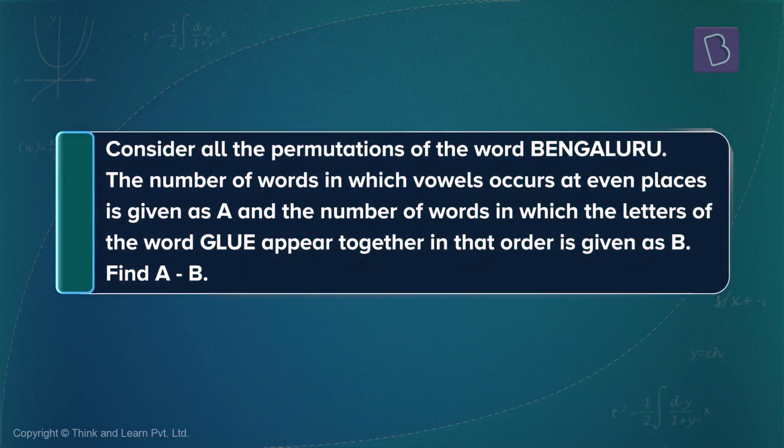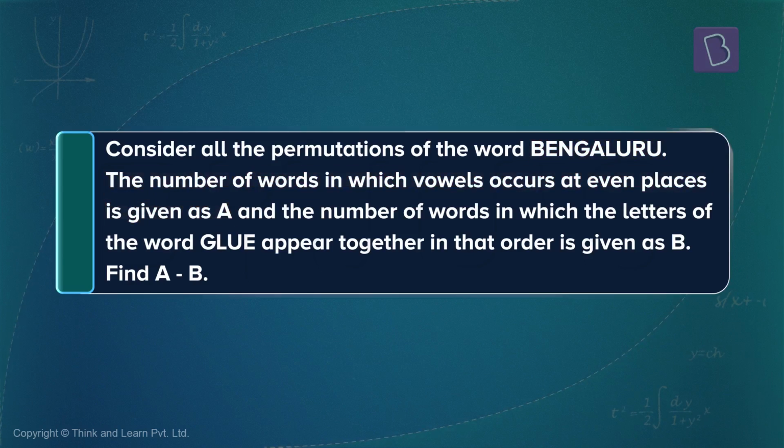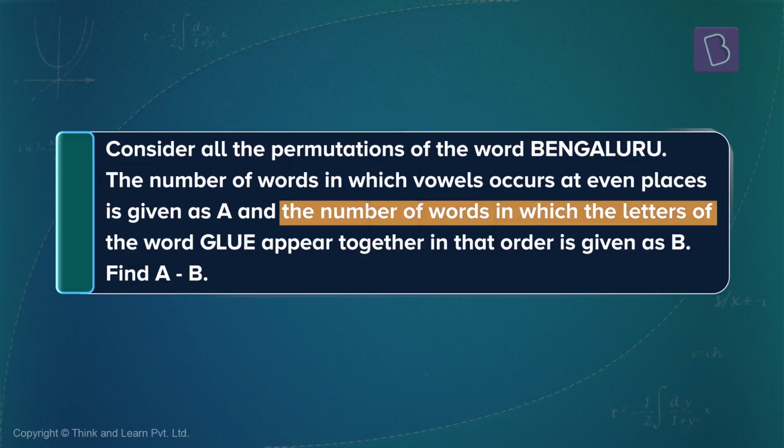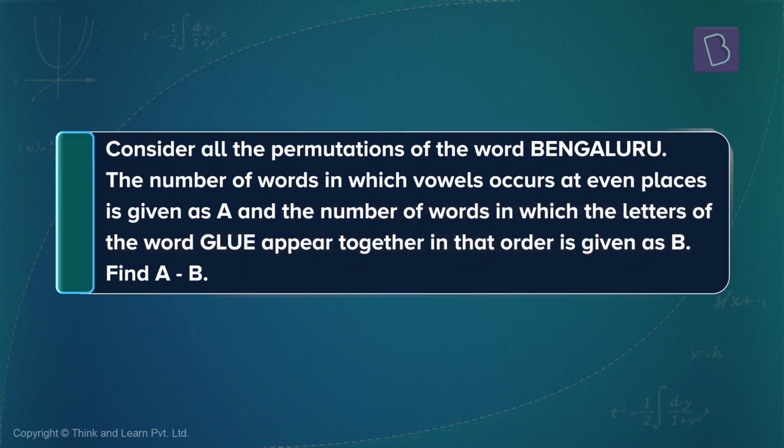In this question, we have to consider the different permutations of the word Bengaluru. Now, the number of words in which vowels occur at even places is A. The number of words in which the word glue occurs together is B. Okay, so in the permutation of Bengaluru, the number of words where the vowels occur in the even positions, that is A, and the number of words in which the word glue appears together is B. The objective is to find out A minus B.